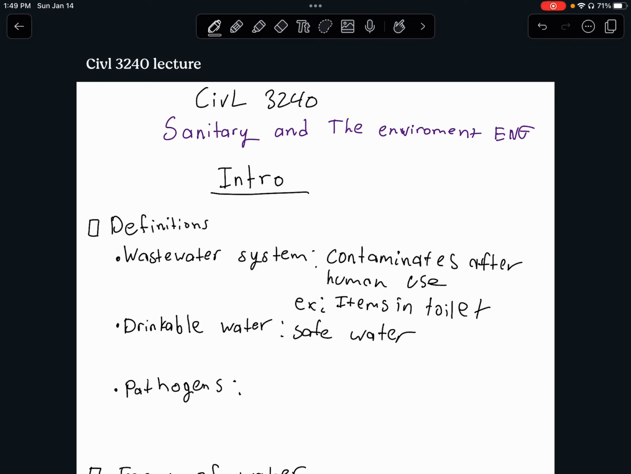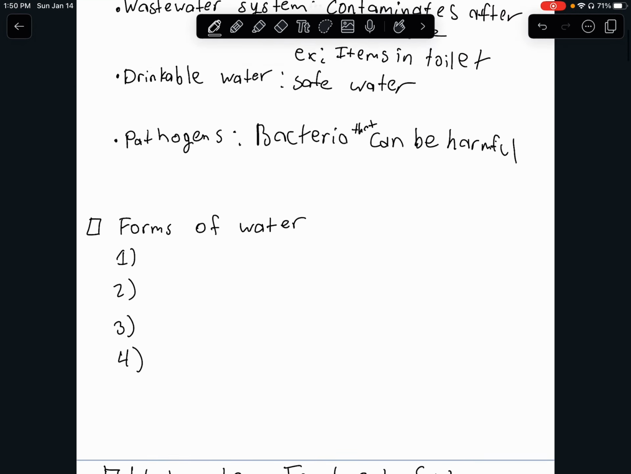Our next definition we're going to define today is called pathogens. Now, what pathogens are, they're a mixture of some bacteria that can be harmful to humans. So bacteria that can be harmful. This can be ingested with food or even water as well, but for now, we're just going to give it to water. So bacteria that can be harmful.